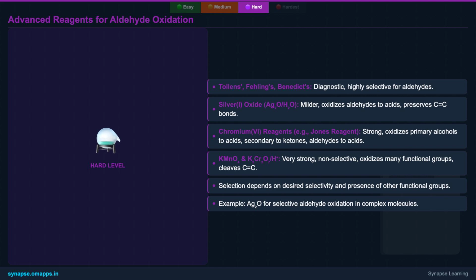Strong chromium reagents like Jones reagent are potent, but less selective, oxidizing alcohols and aldehydes alike. Potassium permanganate and dichromate are even stronger, capable of oxidizing many functional groups and even cleaving C=C bonds. Understanding these differences is key to successful synthesis.